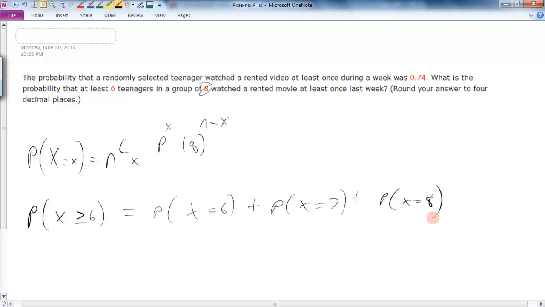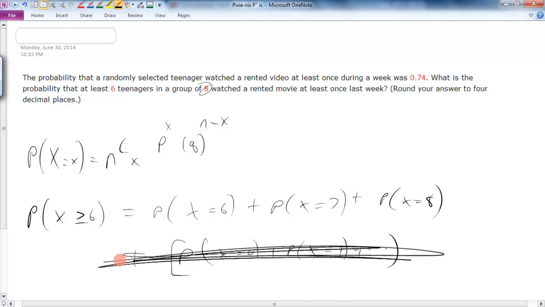Note, it could sometimes be faster to do 1 minus the probability of all the things you do not want. So you would do the probability of x equaling 0 plus the probability of x equaling 1 plus... But in this case, this would be worse. There's more to count up than this way, so don't do it.